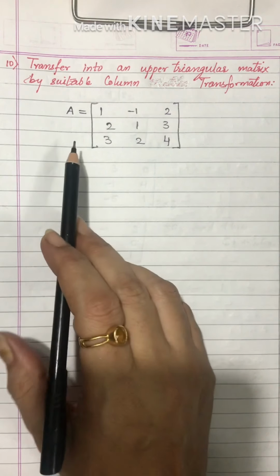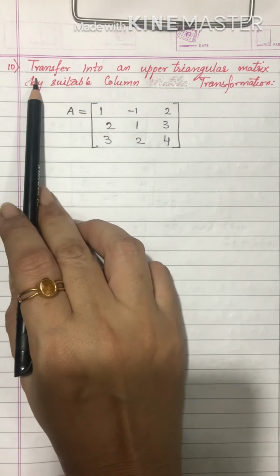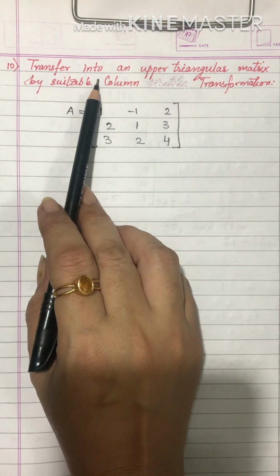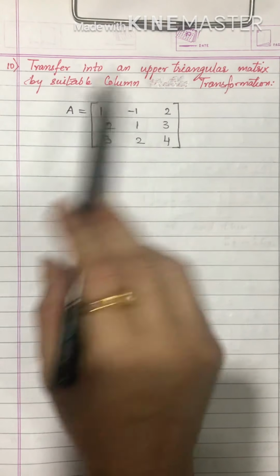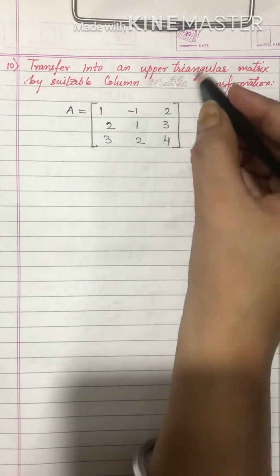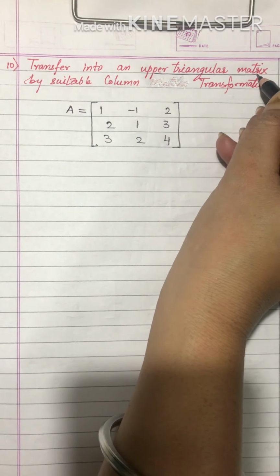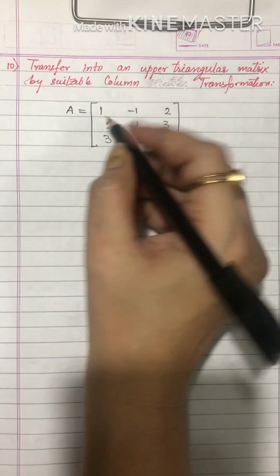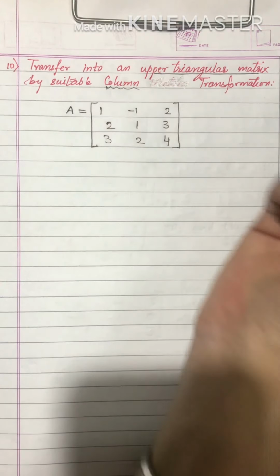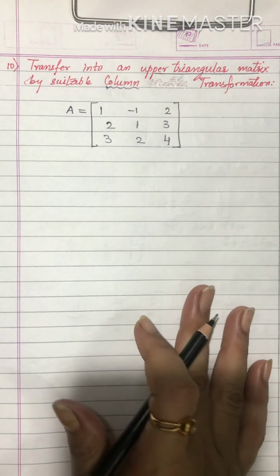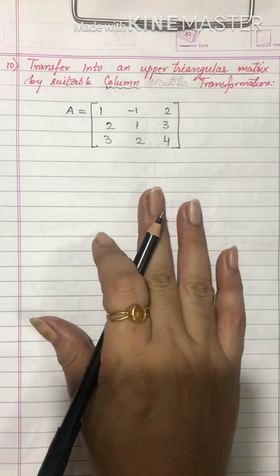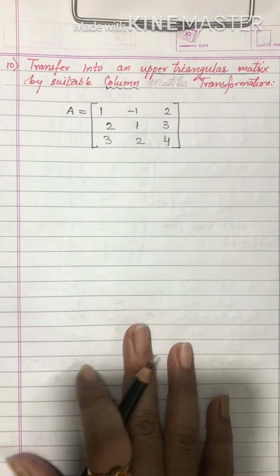Check out the last sum for this exercise. Transform into an upper triangular matrix by suitable column transformation. What we need to check properly is that we have to convert the given matrix into an upper triangular matrix, and use column transformation. No row transformation. So R1, R2, R3 shouldn't be seen here while performing the transformation.